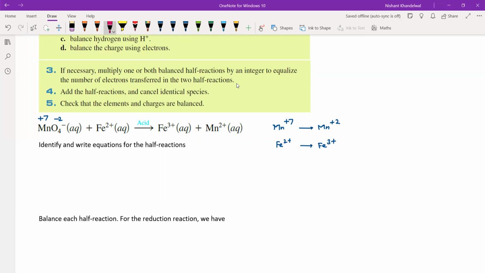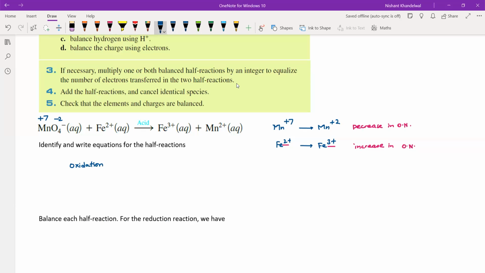Here there is an increase in oxidation number, and here a decrease in oxidation number in the Mn part. So we can say that Mn is reduced and iron is oxidized.